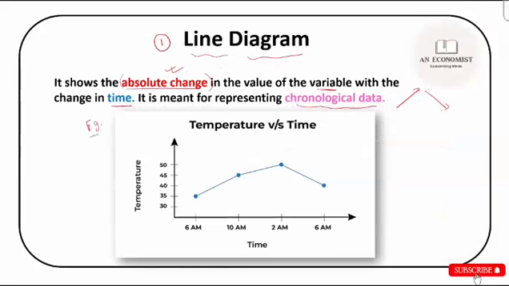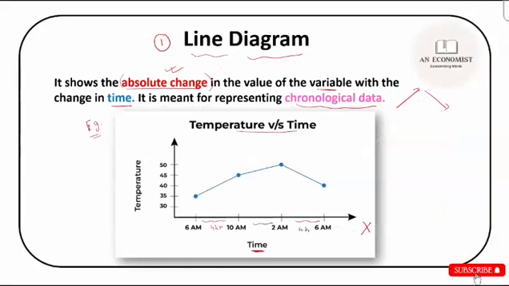Here what you see is the temperature versus time line diagram. On the horizontal axis you have time, which is plotted here: 6 am, 10 am, 2 pm and 6 pm again. So the gap between the times is 4 hours. This is 4 hours, this is 4 hours, this is also 4 hours.